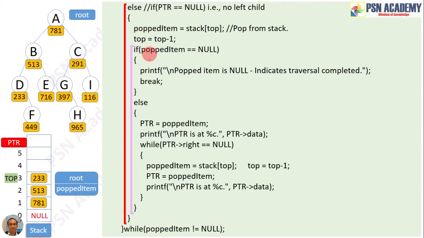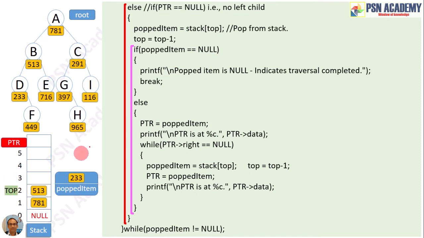Within this else block, there is another if-else set here, and this inner if-else will check whether the popped item is null or not. If popped item is null, then the if block will execute, and if popped item is not null, then this else block will execute. Now we go to the first line of this else block. Item is popped from the stack and stored inside the popped item. So stack top is 233. So 233 will be coming inside popped item.